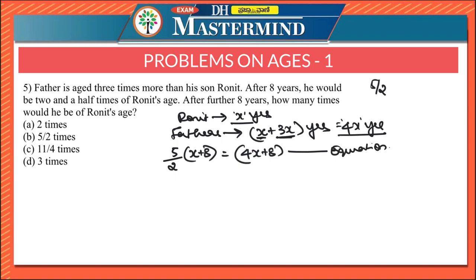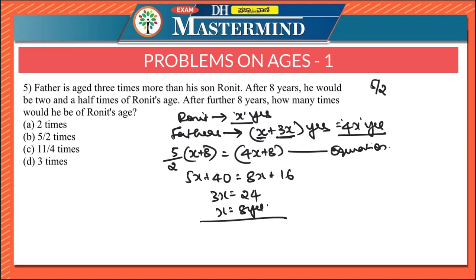Solving this, we get 5x plus 40 equals 8x plus 16. When we solve this, we get 3x equals 24, or x equals 8 years. So Ronit's present age will be 8 years. And what will be the father's age? Father's age is 4x, which means 32 years. However, please don't settle here itself. The question is, after a further 8 years, how many times would he be of Ronit's age?